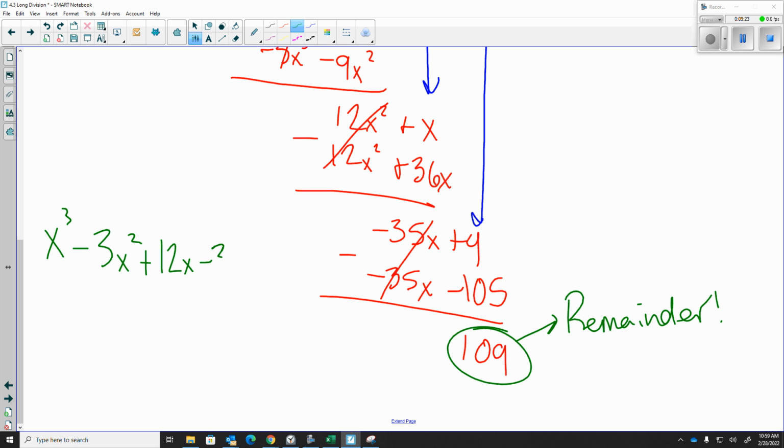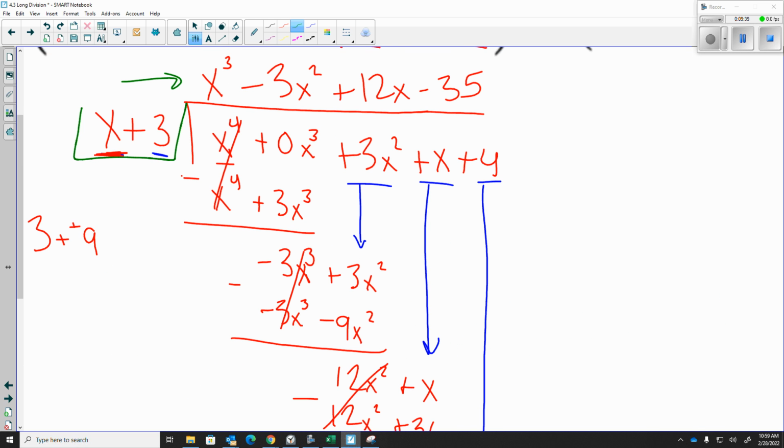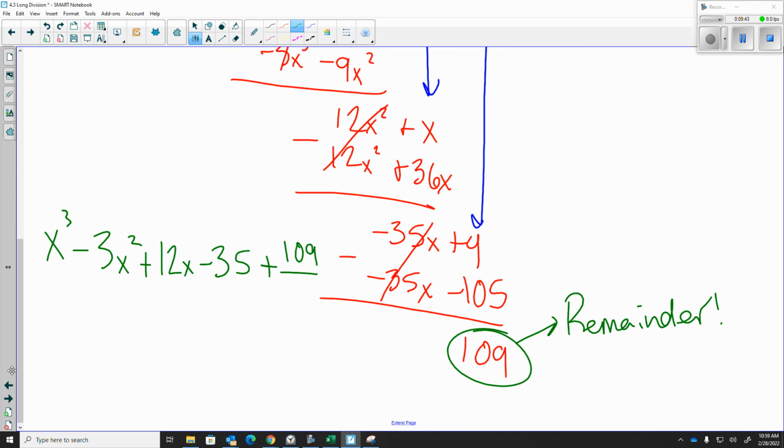Okay. So I got that. And then here's what I'm going to do with the remainder. I got to turn it into a little fraction here. I got to do plus the remainder over the thing that I was dividing by, which is x plus 3. And this big, beautiful mess is our quotient.